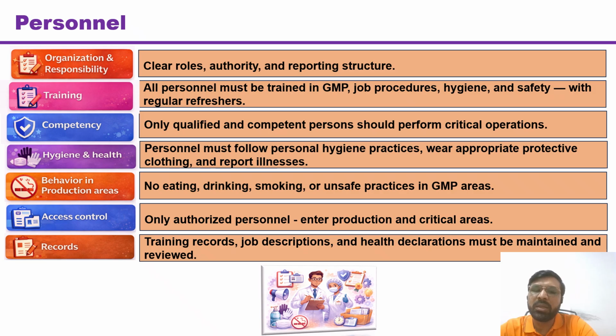Personnel must follow personal hygiene practices, wear appropriate protective clothes, and report illness. Means a person should first take care of themselves, then care for the product, and if there is some illness, they should report it to the department, so that our product will not be contaminated. Behavior in production area: no eating, drinking, smoking, or unsafe practices in the GMP area, so that our product will not be contaminated. Access control. Only authorized persons should enter the production and critical areas, so that we can avoid mix-up and cross-contamination.